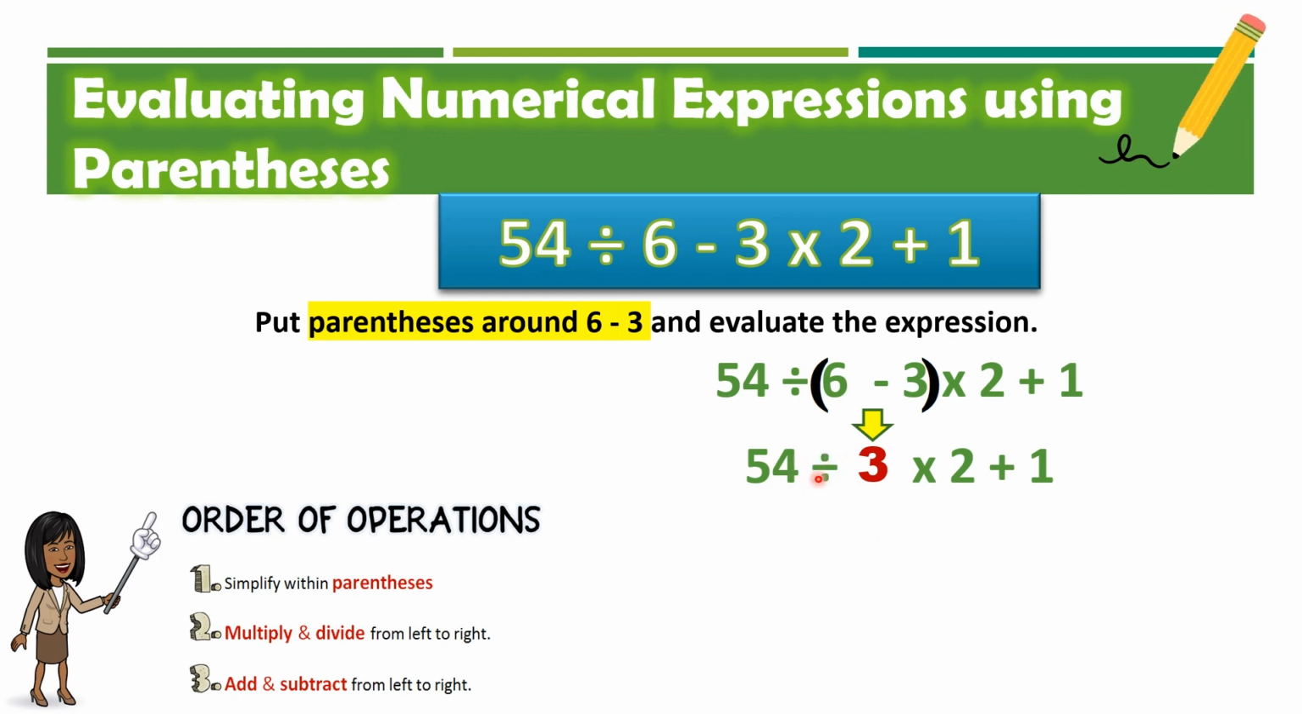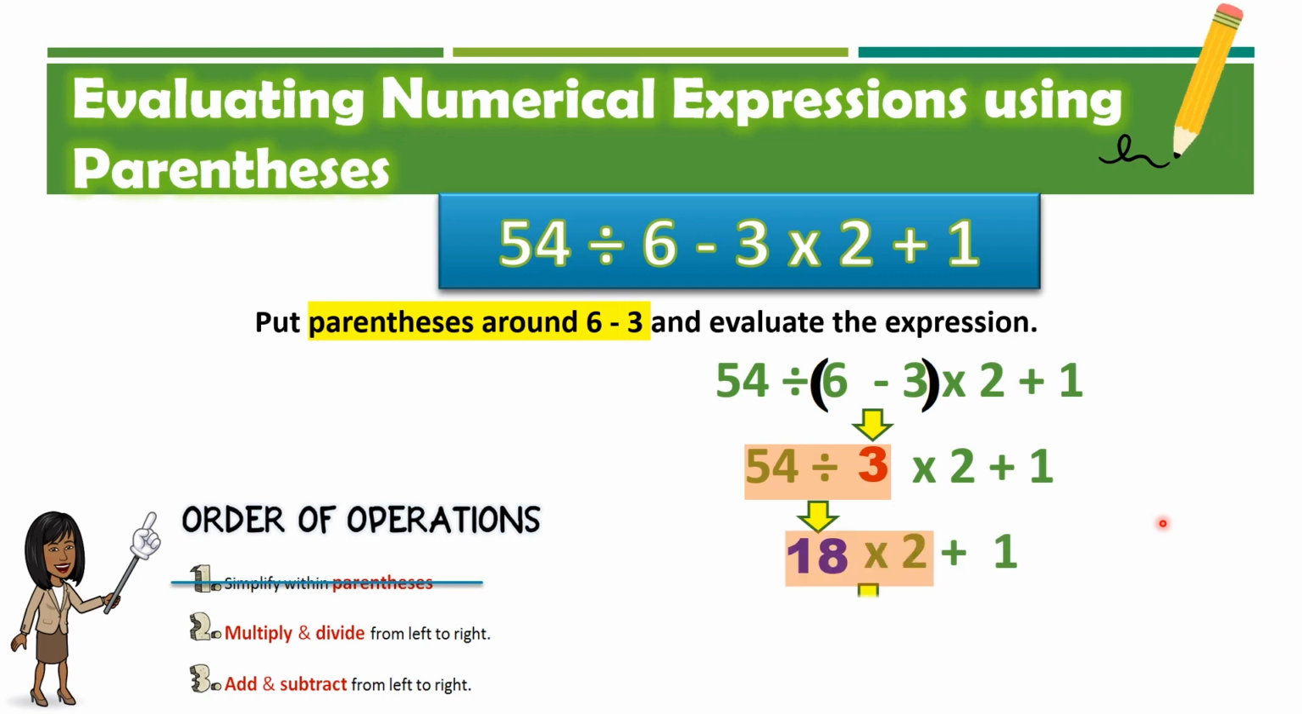So here I have division, and here I have multiplication. We are working from left to right, so that means we are going to be dividing first before we multiply. So now we're going to be dividing 54 by 3, and our answer is 18. Now that we have that part of the expression solved, we are going to bring down times 2 plus 1. And if you notice here, I have not scratched out multiply and divide because we're still working on step 2, because we see a multiplication operation there.